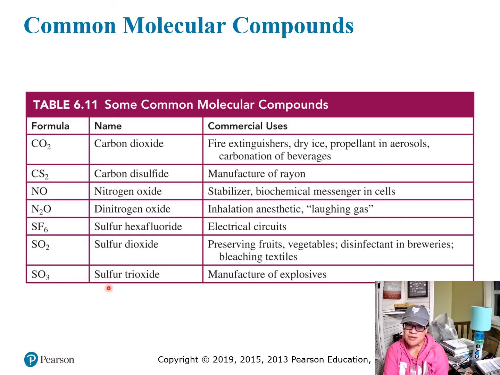Here are some common ones that you might have heard of. So this one has 2 nitrogens, so it would be dinitrogen oxide. If there's only one of the first one, you don't put mono-nitrogen. You just leave it saying the name. And this is what they're used in.